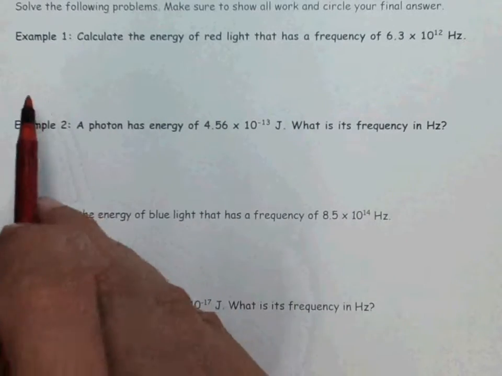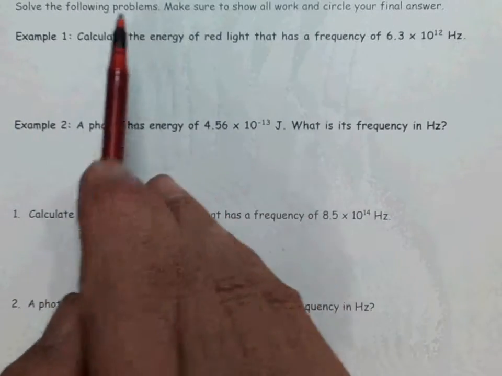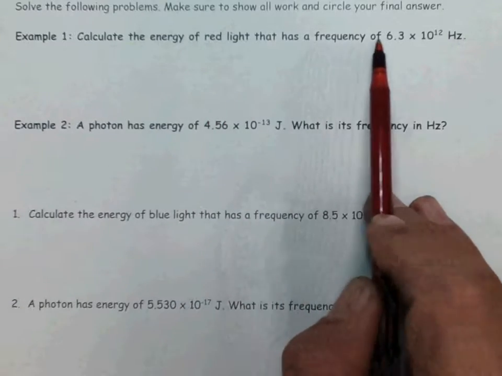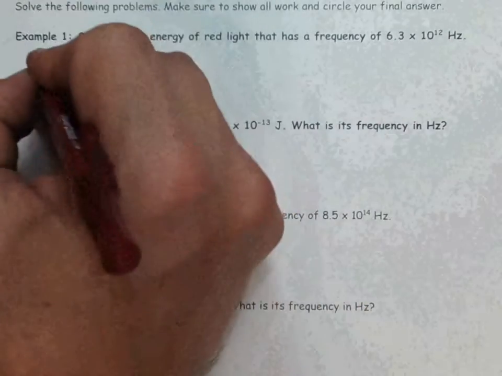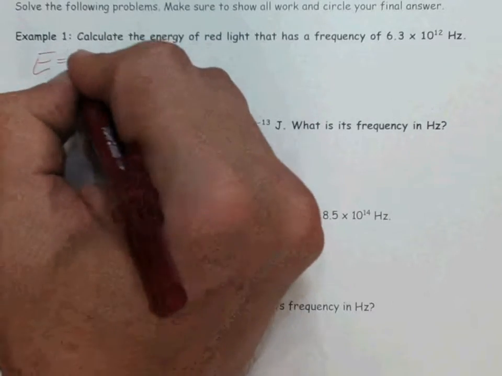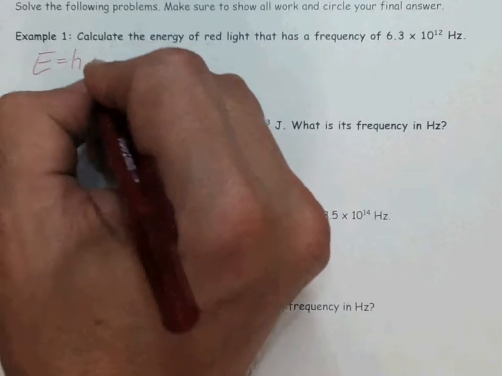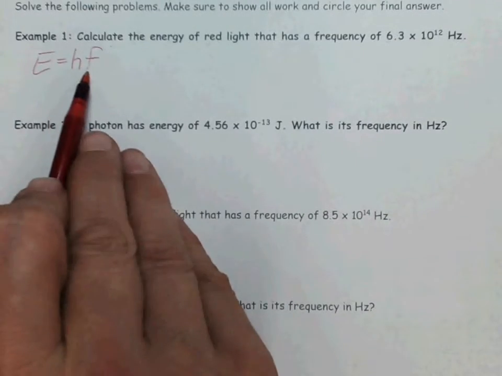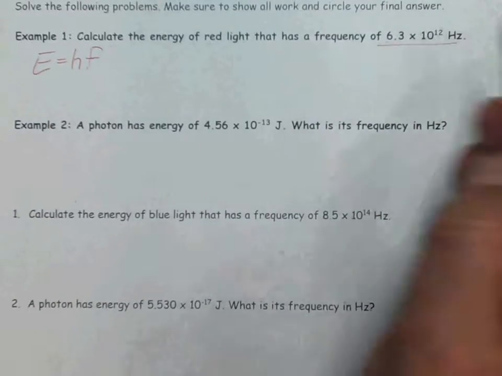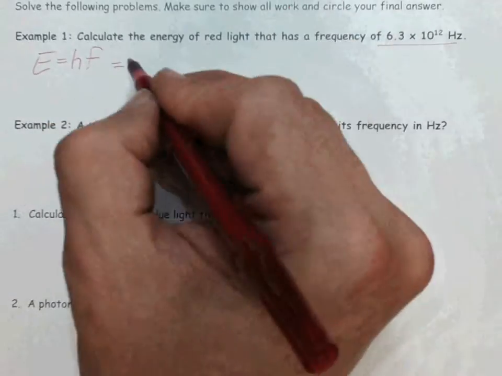On your energy worksheet, you have two examples. Example 1 says calculate the energy of red light that has a frequency of 6.3 times 10 to the 12th hertz. So we're going back to our energy equation. E is equal to H times F. H, of course, is Planck's constant. F is the frequency that's been given to us. So we plug this in.